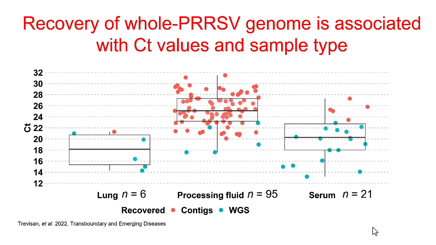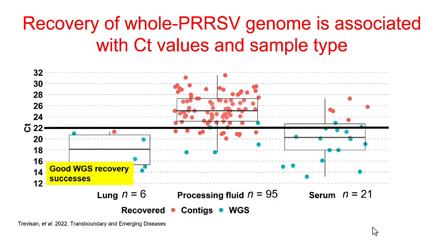So this is a chart from the work that we did. We sequenced here more than 100 samples for PRRS virus, and on the y-axis you have CT values. The specimens are each of those bars that you have there. One thing that we can see here is that CT values lower than 22 had a better success rate for whole genome recovery. So if you are looking for recovery of the whole genome of PRRS virus, targeting samples that have lower CT values is the most recommended for this approach.